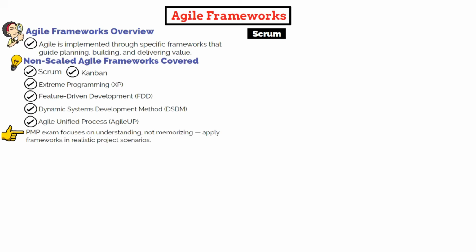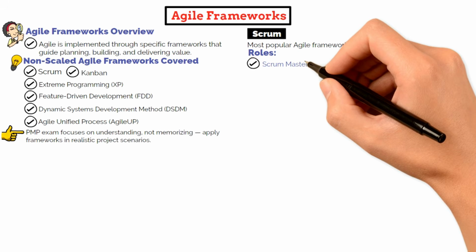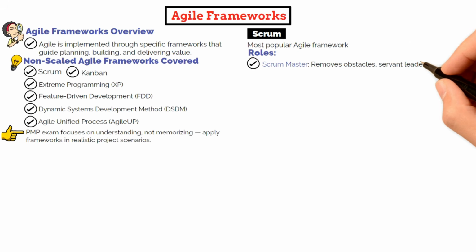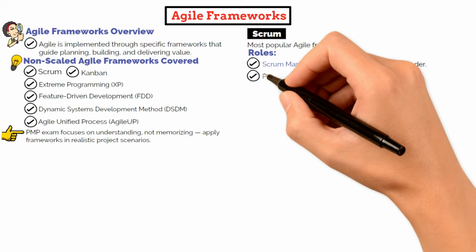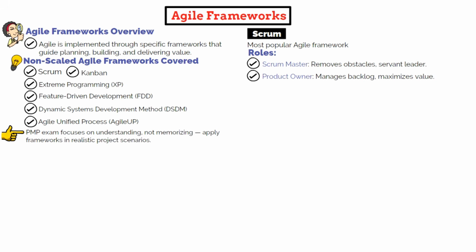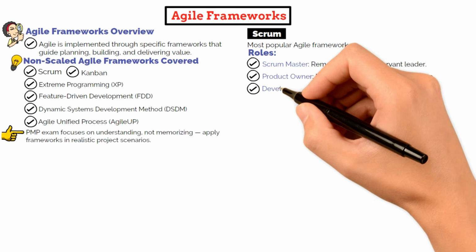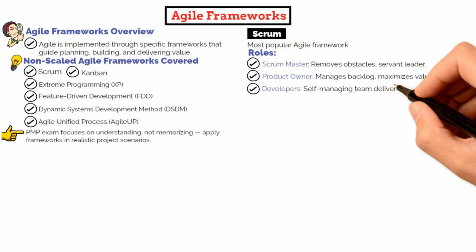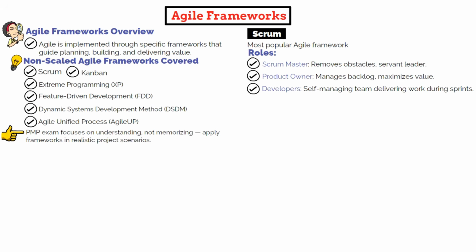Let's start with Scrum, the most popular Agile framework. You'll want to be familiar with the 3 roles. The Scrum Master is the servant leader who removes obstacles and helps the team follow Agile principles. The product owner is responsible for maximizing value by managing the product backlog. The developers are a self-managing team who plan and deliver the work during the sprint.